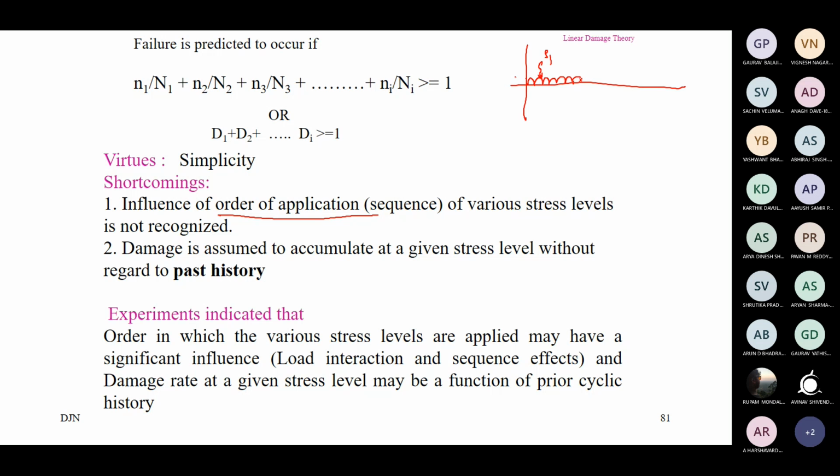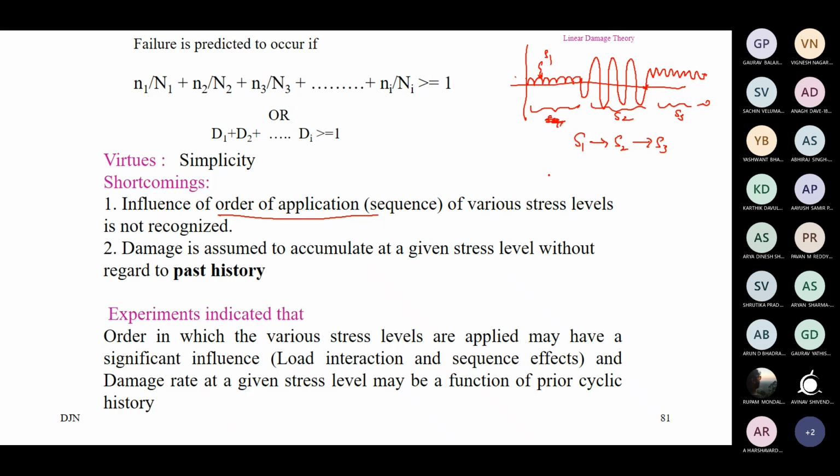Then I am going to change the load pattern to some other form, and then another type of loading, maybe a mean stress loading, is applied for another number of cycles. This is sequence 1: S1, S2 type and S3 type. Instead of applying S1 first, the sequence is: you apply S1, then apply S2, then apply S3. This is the one sequence.